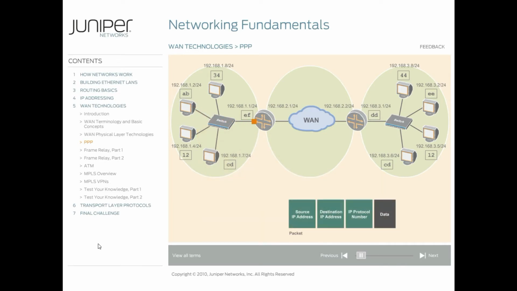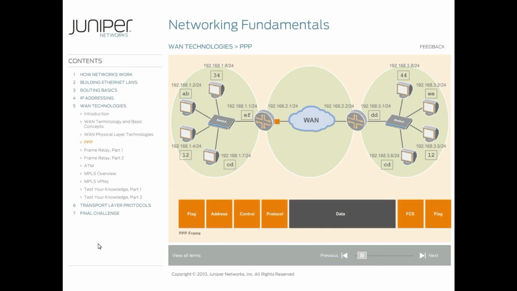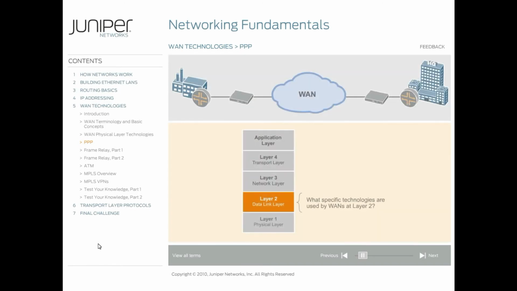A router first uses the Layer 3 address to determine the next hop along the way to the destination network. The next hop router strips that frame, performs a route lookup, and adds a new Layer 2 frame suitable for the receiving LAN. The point-to-point protocol, or PPP, frame relay, and ATM are all examples of Layer 2 WAN technologies. We'll start our look at Layer 2 by learning more about PPP.